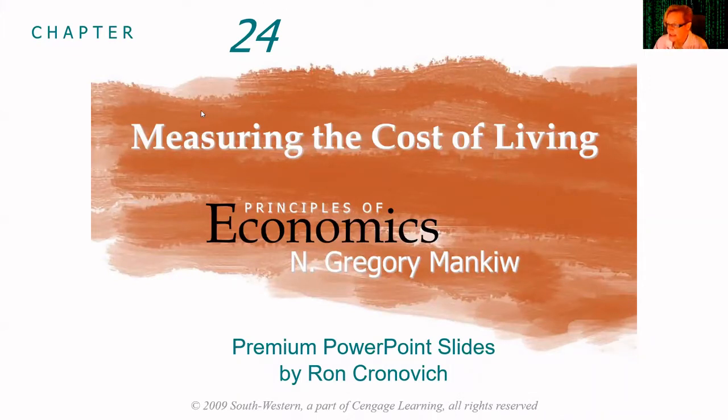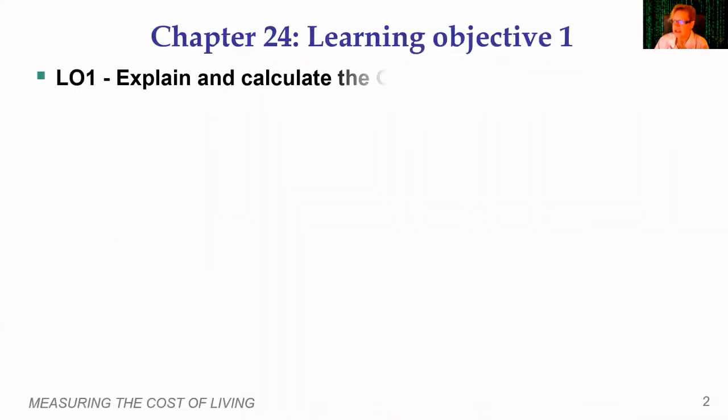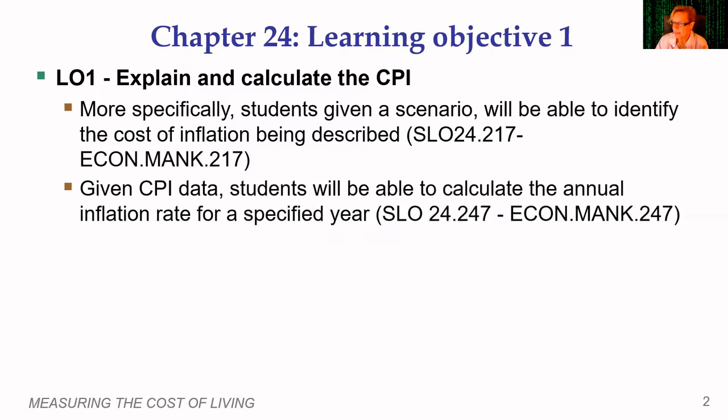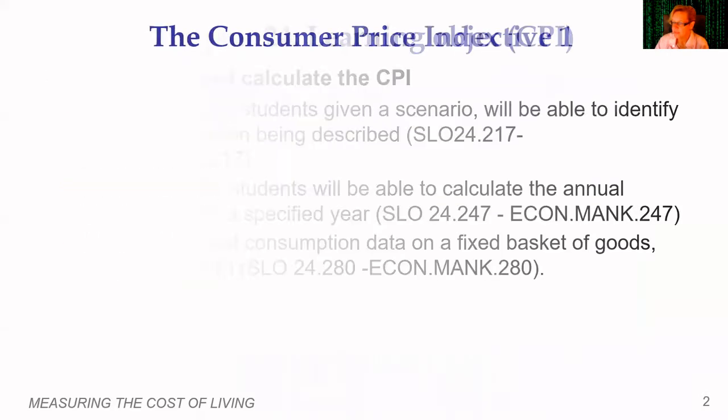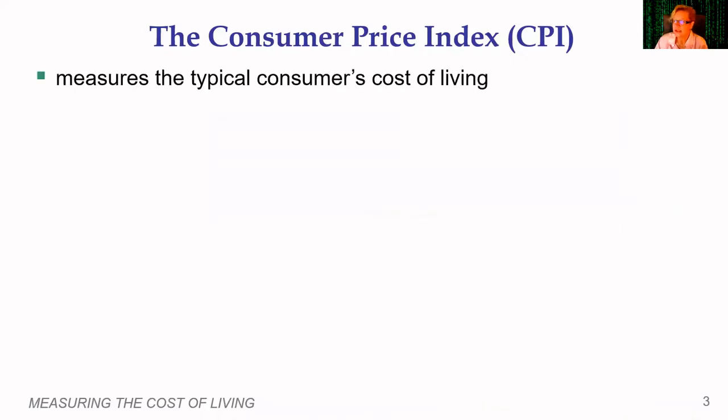So the Consumer Price Index is the measurement of how we look at inflation. For our first learning objective here, we're going to explain and calculate the Consumer Price Index. This is the inflation rate, and what it does is measure our cost of living. How expensive is it to live in a particular geographic area, metropolitan service area, and so on.